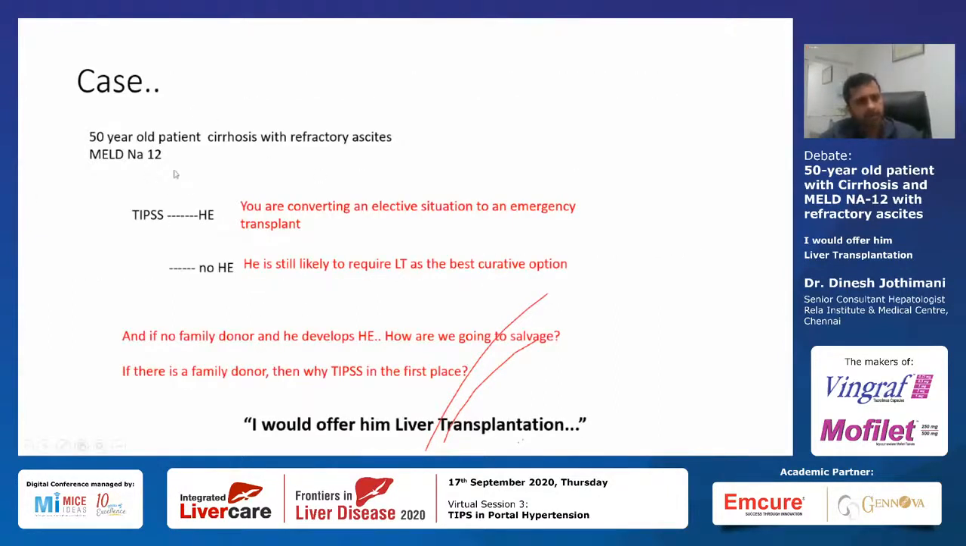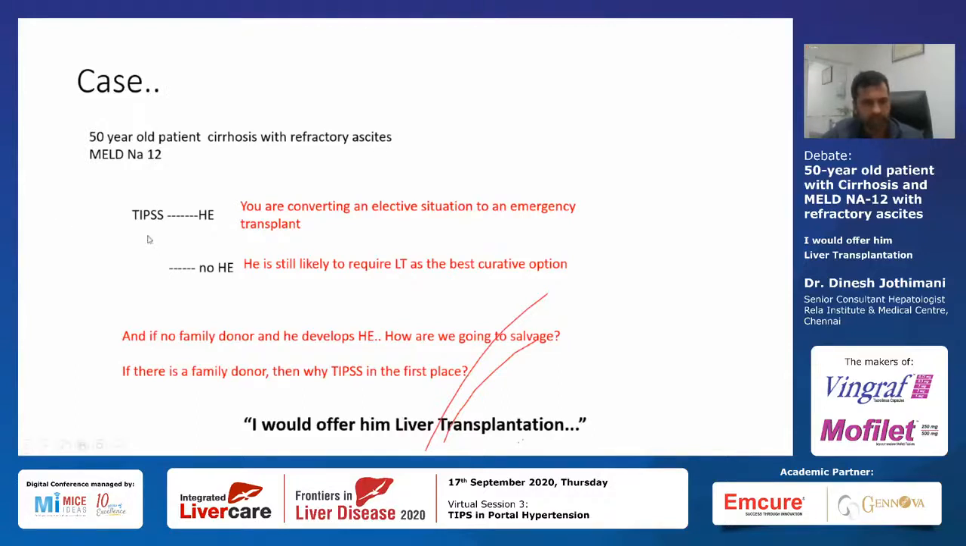So let's come back to our case. If you have a 50-year-old guy, cirrhosis, refractory ascites, if you do TIPS, if you develop encephalopathy, you're converting an elective situation to an emergency transplant, where in India, there's a lot of problems with organ donation. We don't get organs that easily. So you need to run around to find a family member who can donate. If he doesn't develop encephalopathy, we know that survival is not going to be great long term. He's still likely to require liver transplantation as the best curative therapy.